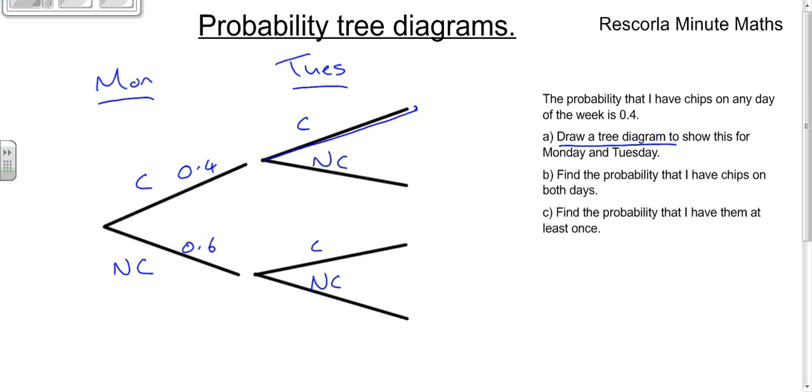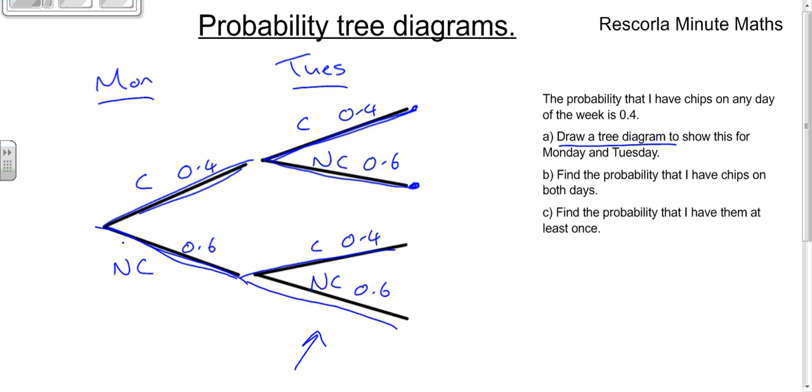Now for this one, this eventuality here means I had chips on Monday and chips on Tuesday. This eventuality here is I had chips on Monday and I didn't have chips on Tuesday. So I've had chips once on this one here and twice on this one here. So now what we've got to do is finish off the tree diagram by putting in the remaining probabilities. Probability I have chips is 0.4. Probability I don't have chips is 0.6. That's exactly the same down here. So 0.4 and 0.6. Remember, the ones down here just mean that I didn't have chips on Monday, but I have had chips on Tuesday. I haven't had chips on Monday, and I haven't had chips on Tuesday.